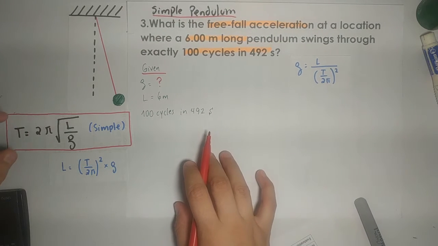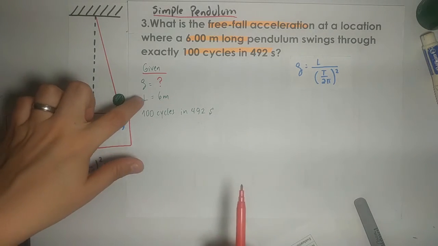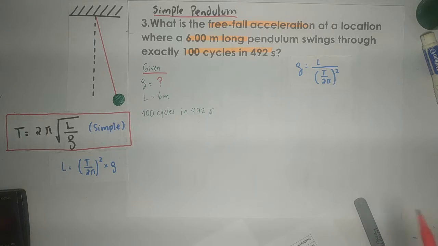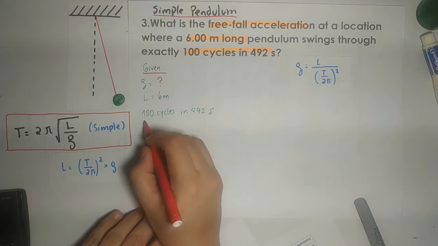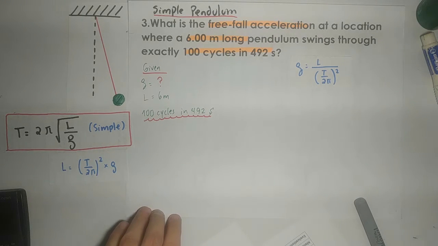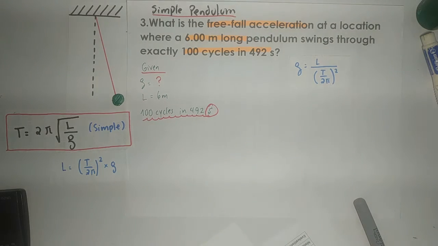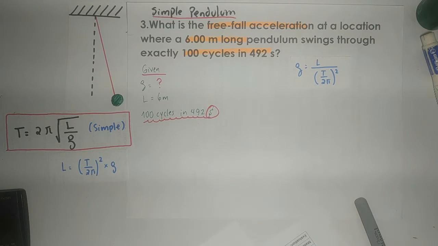Let's just plug in the values. Let's see about the givens. Gravity unknown is the question. We have length 6 meters long, and now this 100 cycles in 492 seconds. This will help us, as it involves seconds. This will help us to find the period.